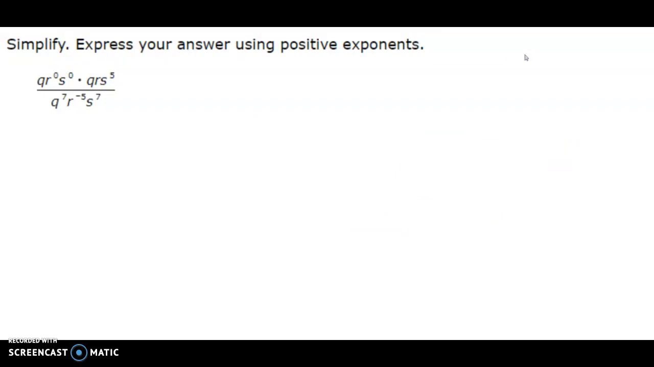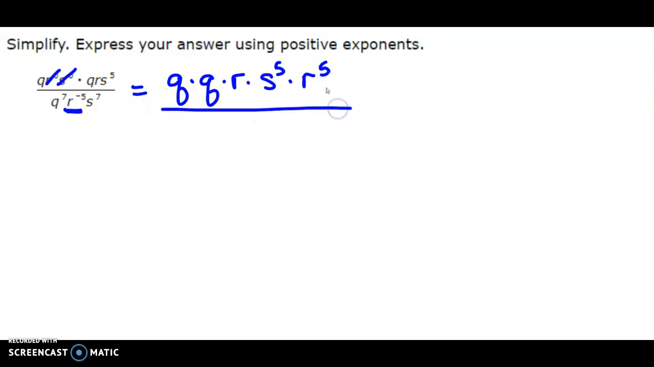Okay, now we are looking more complex here. We're like, oh gosh, we've got a lot to do. It's not that much. The first thing, r to the 0 equals 1. We don't need it. S to the 0 equals 1. We don't need it. Now, we're just going to identify the r to the negative 5th. That's going to have to change spots. So, on top, I've got q times r times s to the 5th, and joining it will be this r to the negative 5th, but it's going to be positive when it goes up.